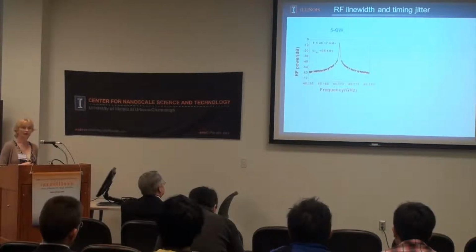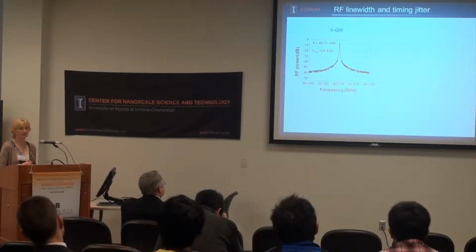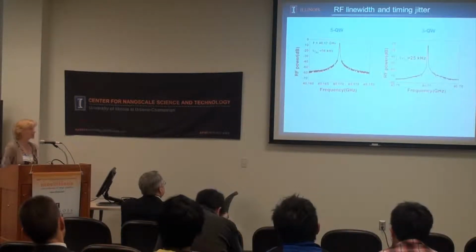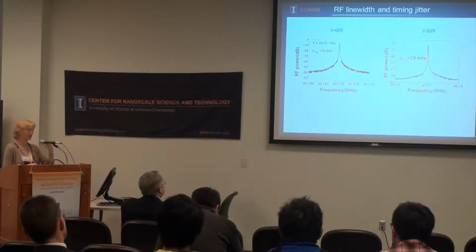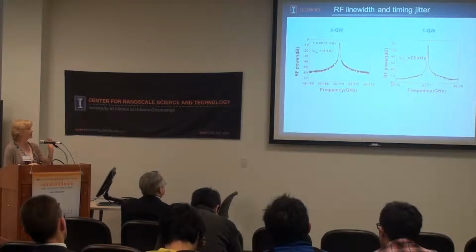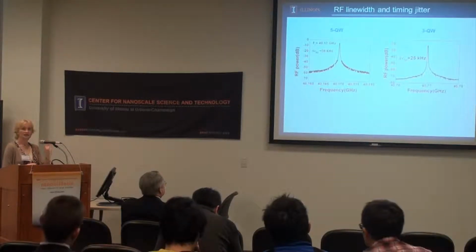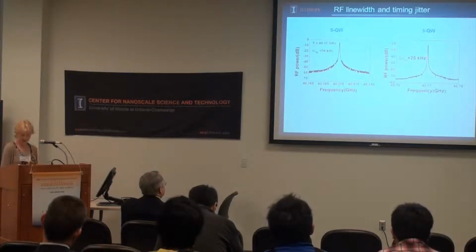If we look close up at the peak that we find in the RF frequency, for the 5 quantum well device, we find that the width is 36 kilohertz. For the 3 quantum well device, that's reduced to 25 kilohertz. This is a measure of the pulse stability. The resolution bandwidth of the equipment was 10 kilohertz.